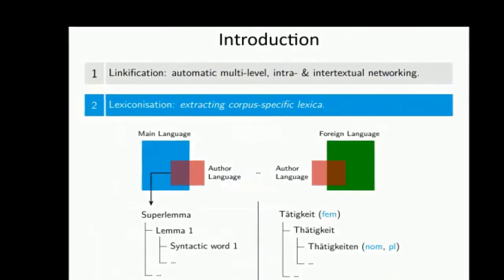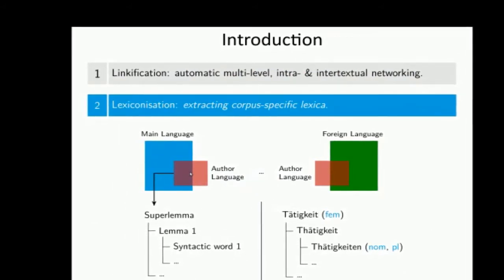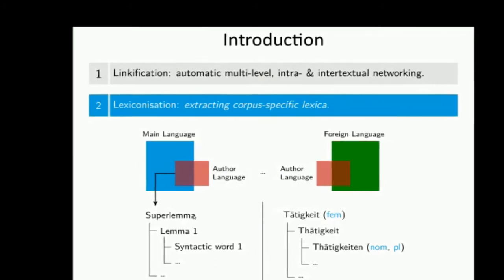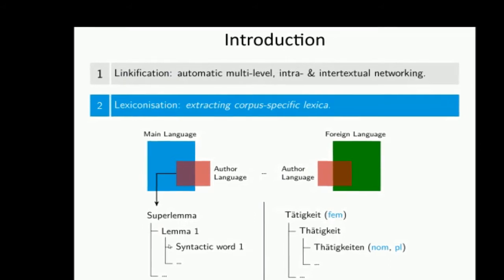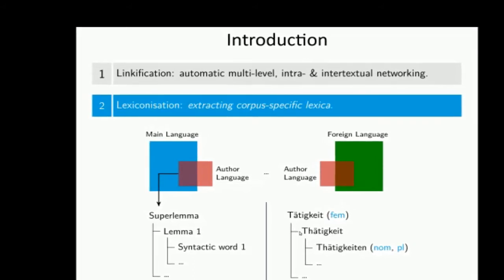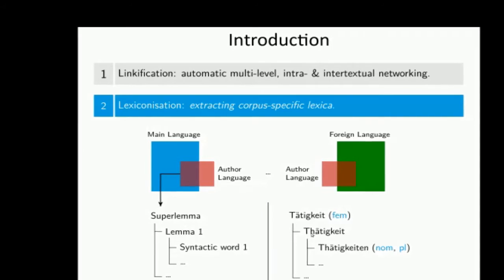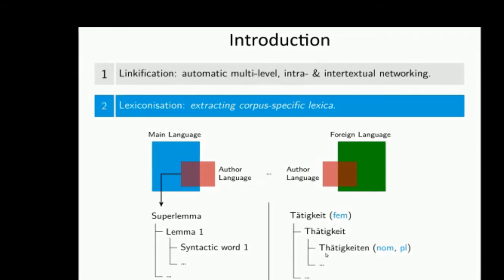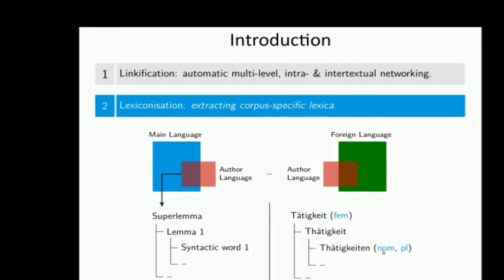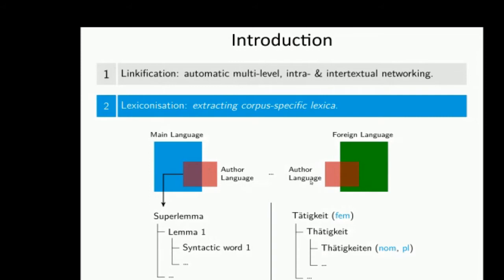The next step is what we call lexiconization, that is, starting from the input corpora written by certain authors, we automatically extract the corresponding lexica of these authors and represent this data on three levels: the superlemma level, the level of lemmata, and the level of syntactic words. Here's an example in German. We have Tätigkeit, activity, for which we know, for example, that there is a historical correspondent written like Tätigkeit, but with an H in between at this position. Then we have an instance of it, what is called a syntactic word, together with the corresponding flexion morphology and the morphological attributes like nominative, case, and plural. So these are the representation levels for the main language and the author, but we can do that also for other languages of other authors as far as they are embedded into the given input corpus.